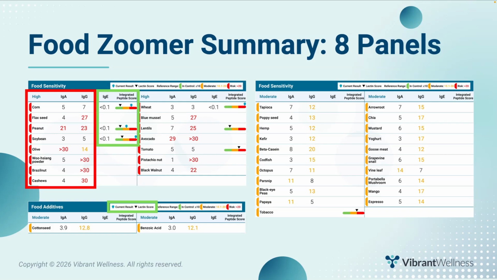In this example, the patient is reactive to corn, peanut, and soybean peptides, but their corn, peanut, and soybean lectin scores are low. Additionally, they're reactive to wheat peptides, and their tomato and tobacco lectin scores are elevated. And while they're reactive to lentil proteins, their lentil lectin score is low. If this is confusing, don't worry. We'll return to this concept again throughout this report walkthrough video, and I'm certain it will make more sense by the end.